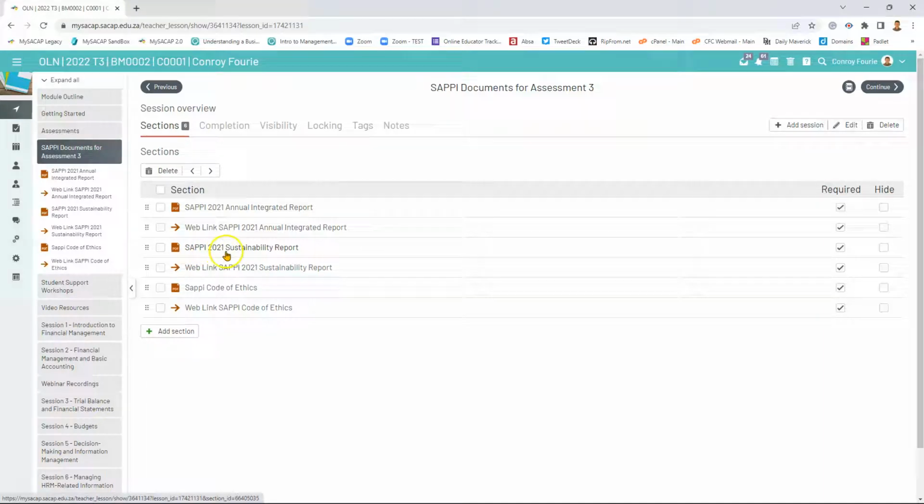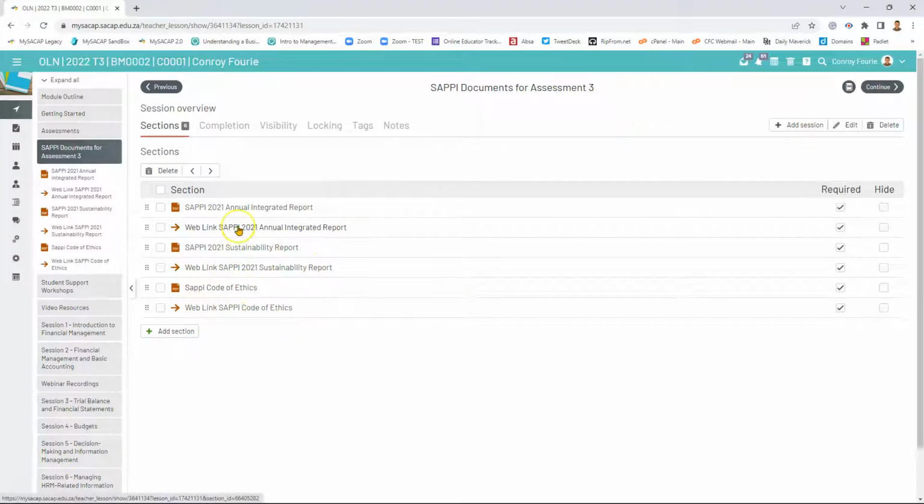The same with the Sustainability Report 2021, and then the SAPI Code of Ethics is not dated, it's in place, and maybe every now and then SAPI will update that, but this is the latest version from the website. And if you feel like it, you can use the link here to go to the particular area, because some people may find it easier to work online rather than downloading a PDF. So you've got the download options for all of those over here.